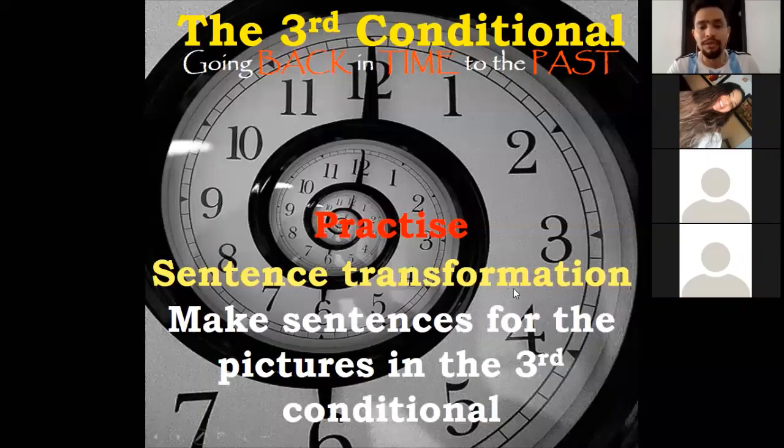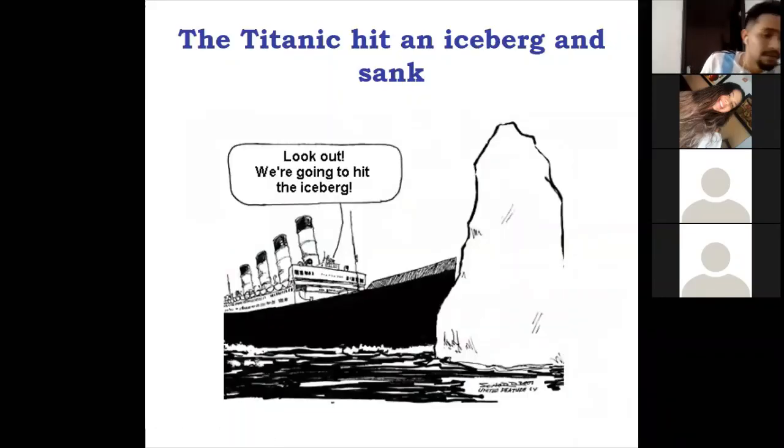Take a look. Sentence transformation. Make sentence for pictures in conditional type 3. You're going to see some sentences. Take a look. These are the sentences, normal sentences, and you have to put them in conditional type 3. All right, here we have the first one again. Look out, we are going to hit the iceberg. I am going to do this one, all right? So let's try to make sense of this sentence right here.